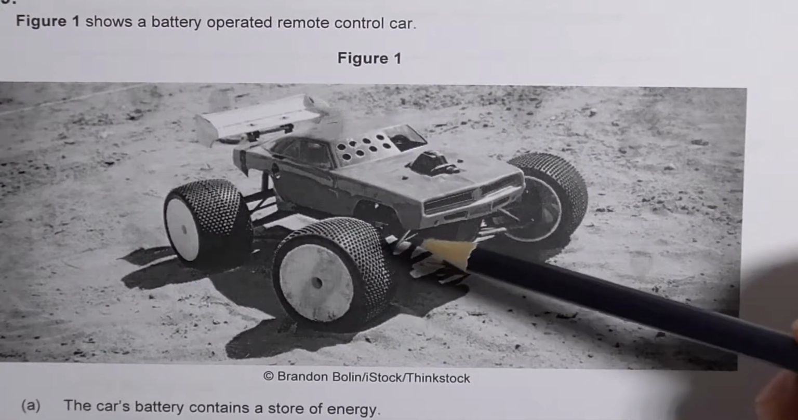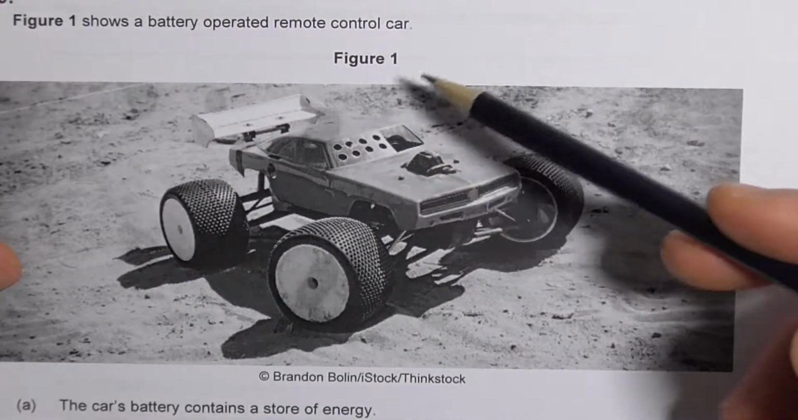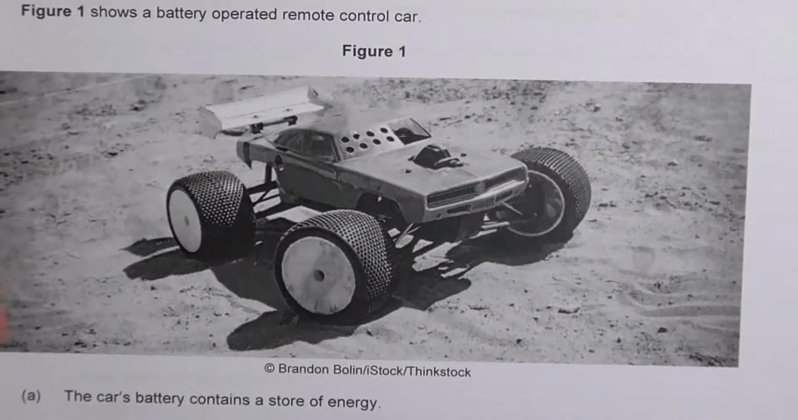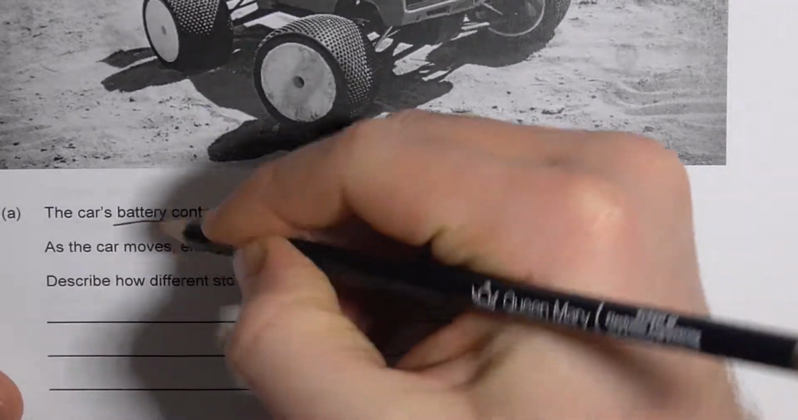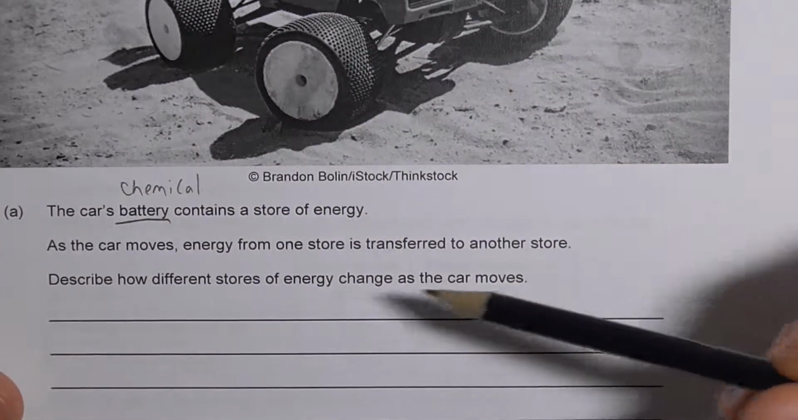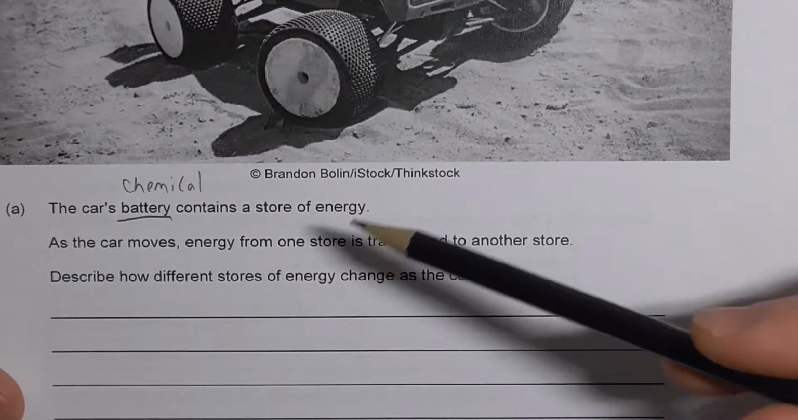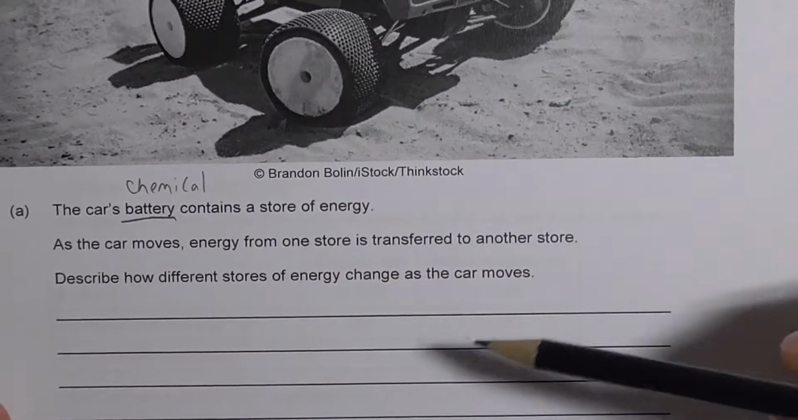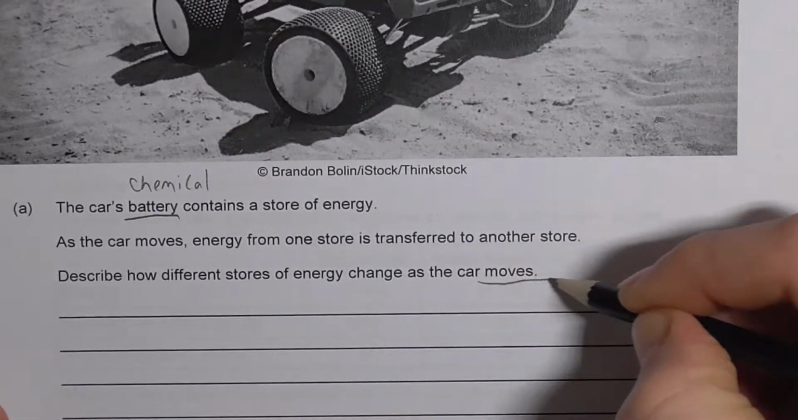Okay, here we have a question about energy. Figure 1 shows a battery-operated remote control car. The car's battery contains a store of energy. As it's a battery, it must be chemical energy. As the car moves, energy from one store is transferred into another store. Describe how the different energy stores change as the car moves.